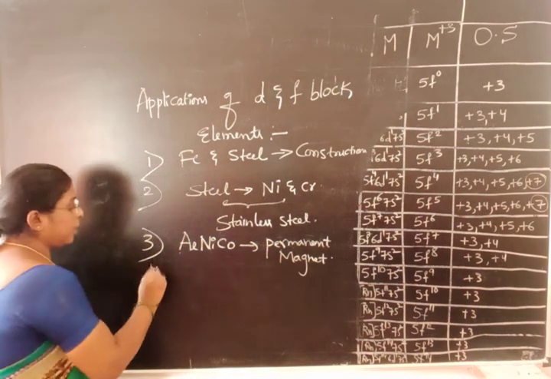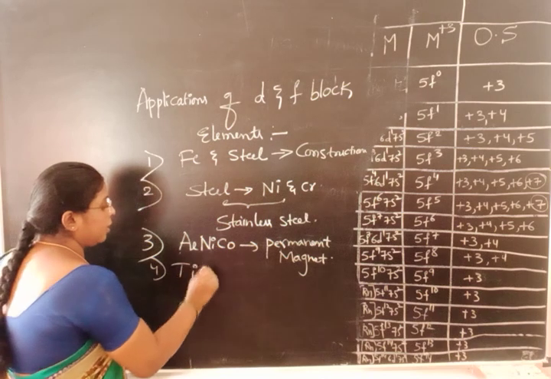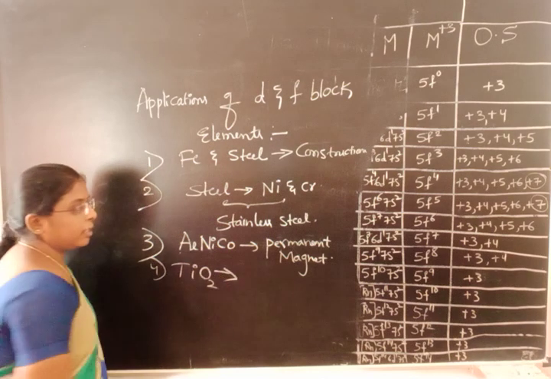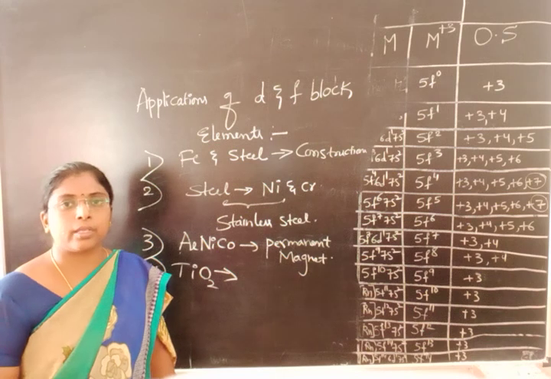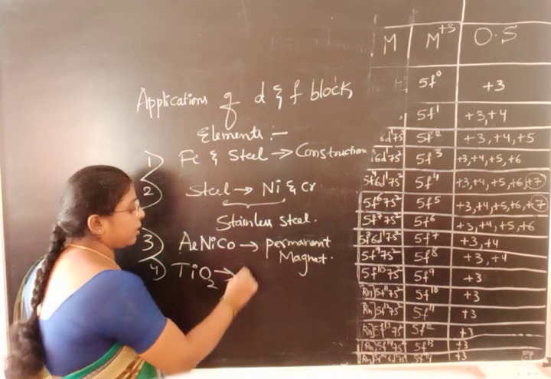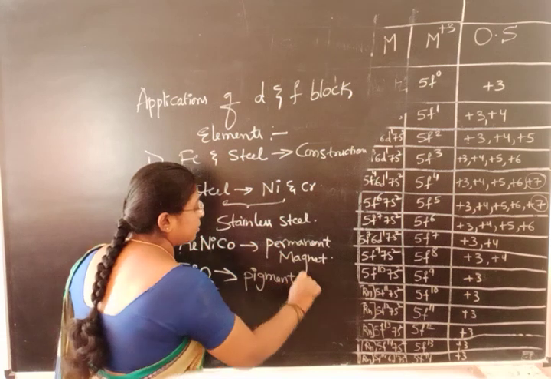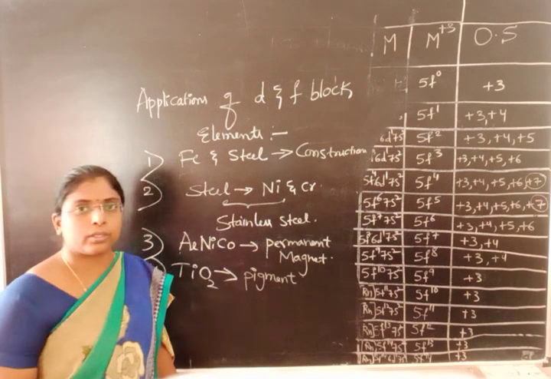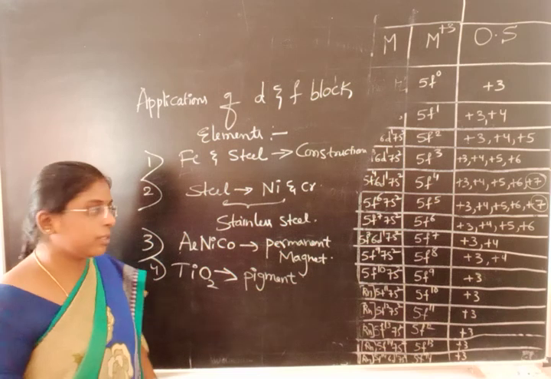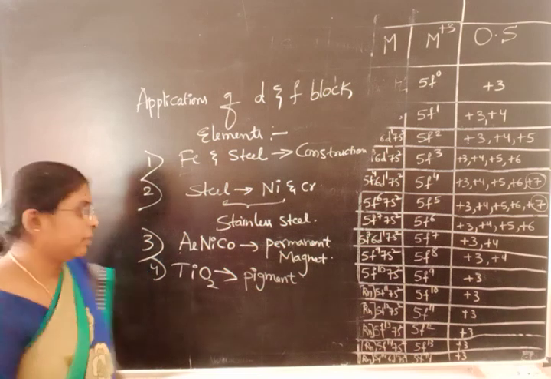TiO2. TiO2 is titanium dioxide. Titanium dioxide is used as a pigment, that is for coloring purposes. This titanium dioxide is especially used in the paint industries and in many industries for coloring purposes.